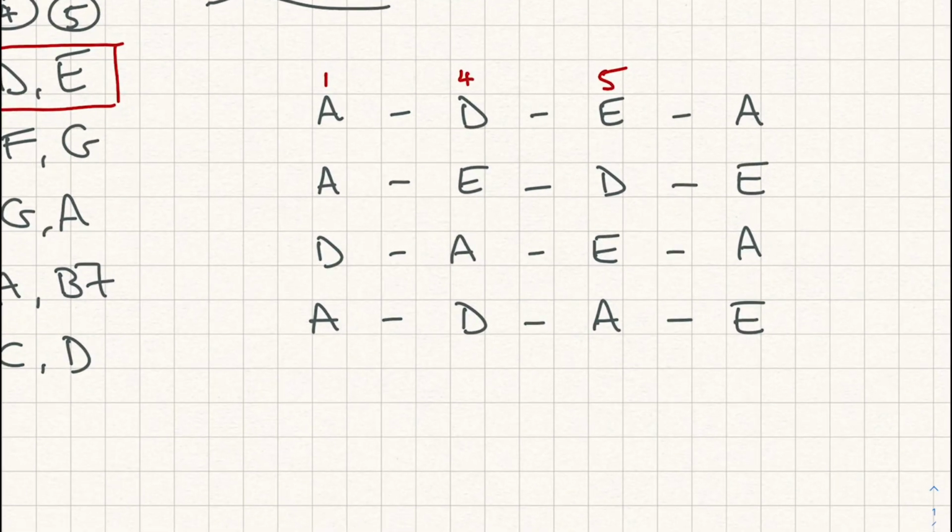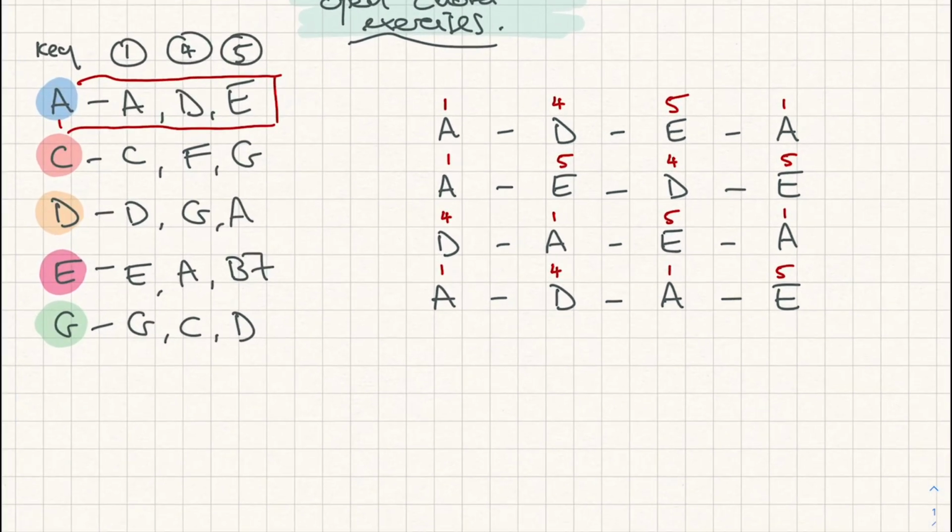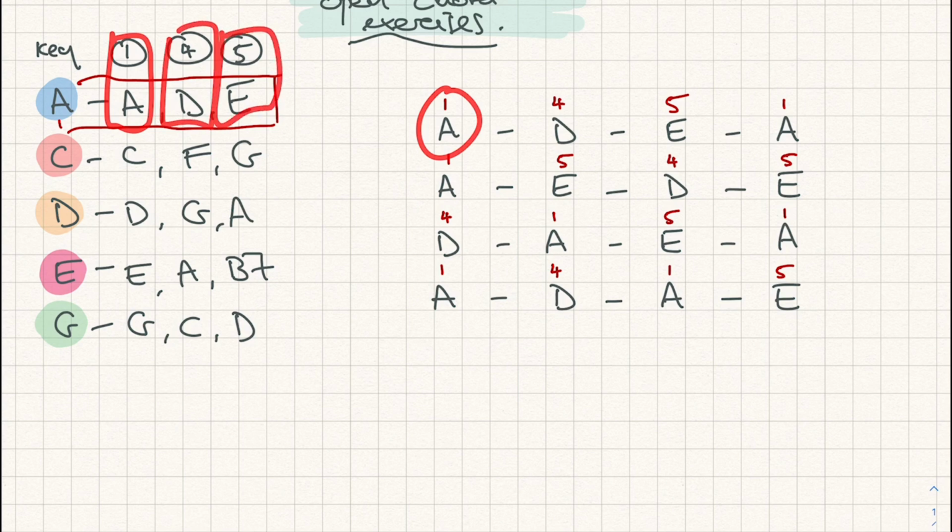So we have 1, 4, 5, 1, 1, 5, 4, 5, 4, 1, 5, 1, and 1, 4, 1, 5. I'm getting those numbers from each of the chords across. So what does this mean?